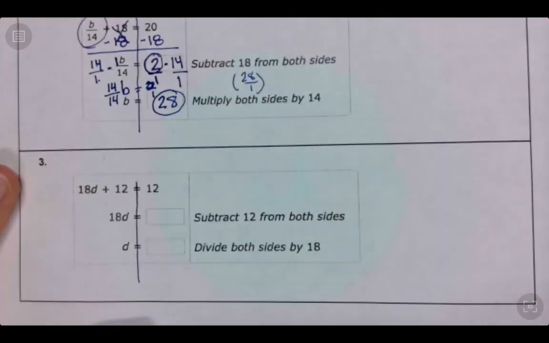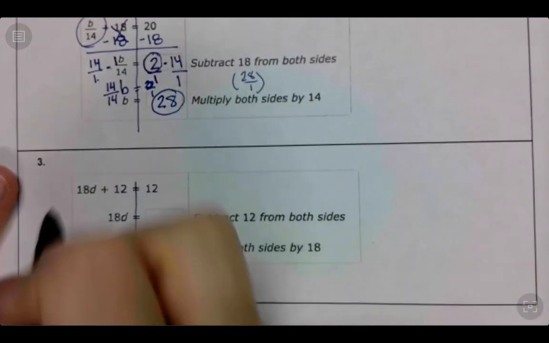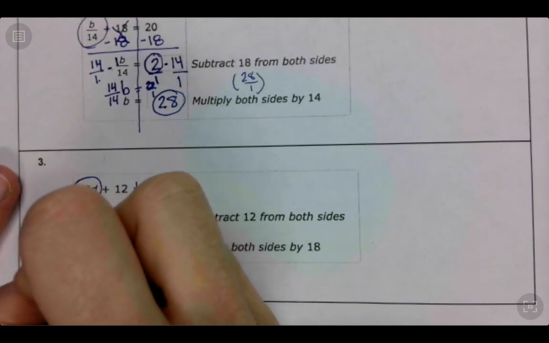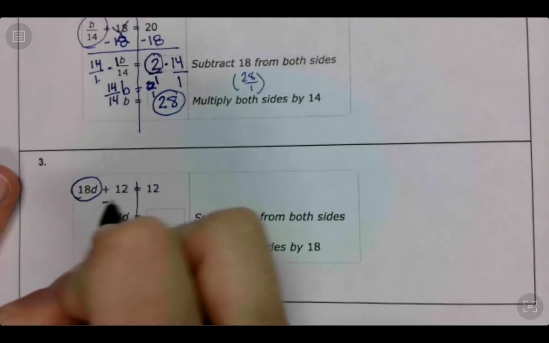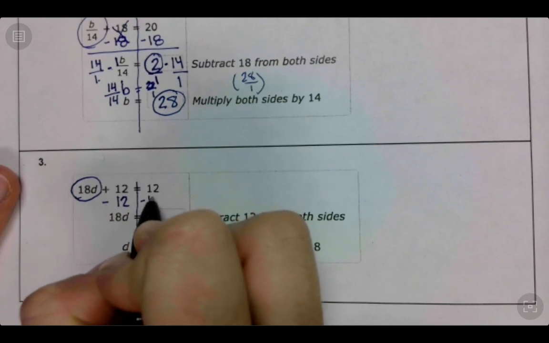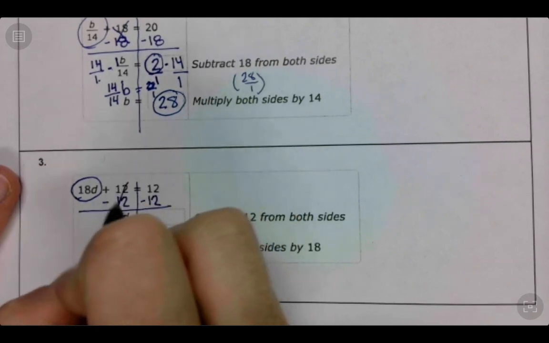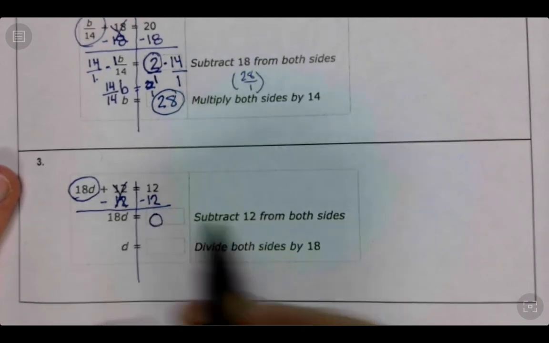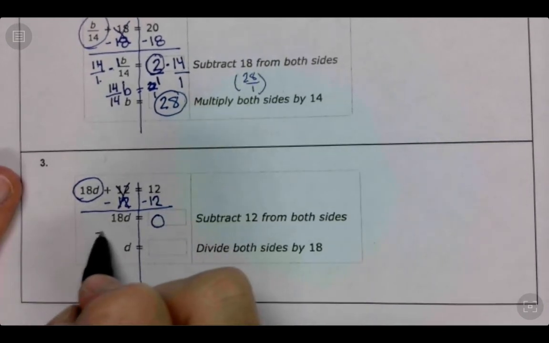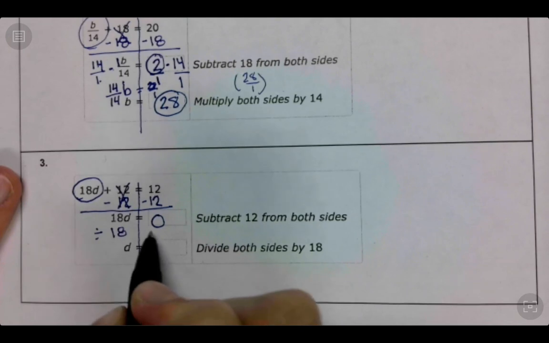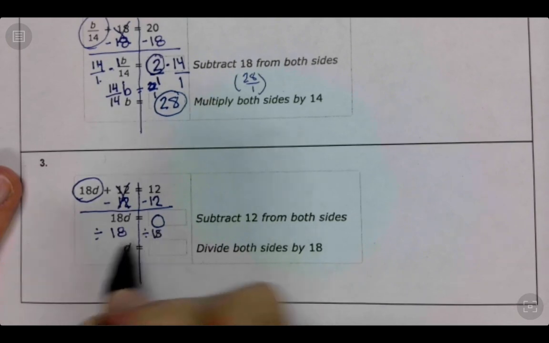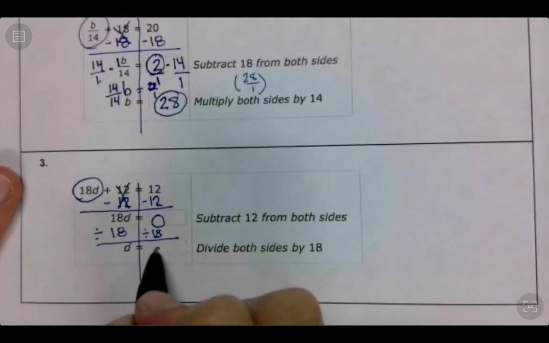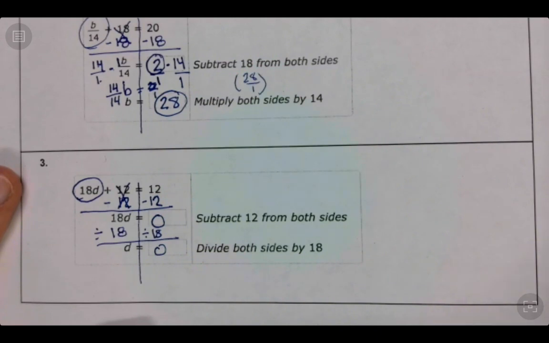Welcome back. So we should have circled this. You should have minus 12 on both sides. I'm so sorry that these are all adding. That goes away, leaving me with 0. Divide both sides by 18. And you should have gotten D equals 0. Hopefully you're feeling good so far.